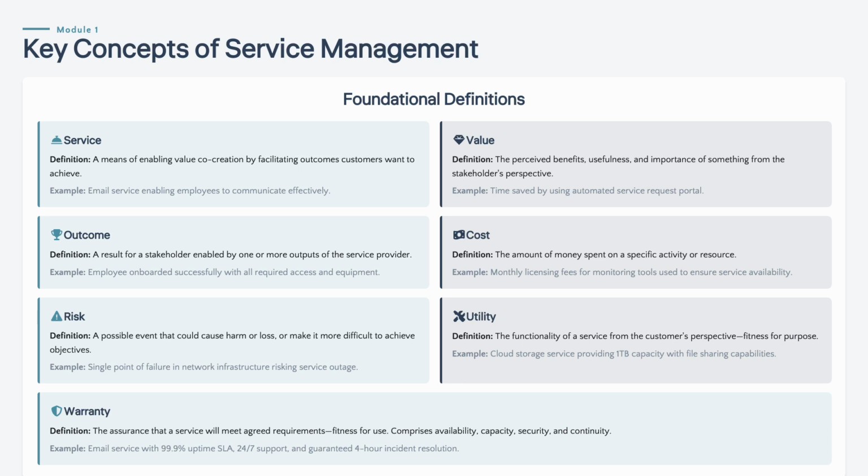Now, the last point I want you to remember is this. Service management is not only about IT support. Service management is a way of thinking where you focus on delivering value, enabling outcomes, and continuously improving services. So if you are preparing for ITIL4, just remember these keywords always: value, outcomes, outputs, cost, risk, utility, and warranty. And always try to connect them with real examples.